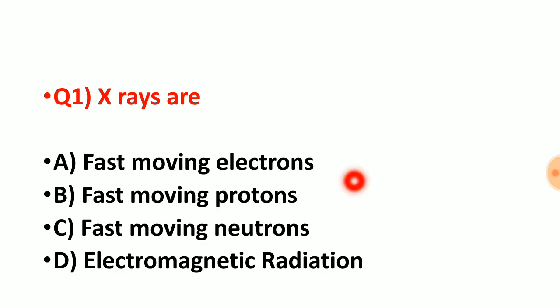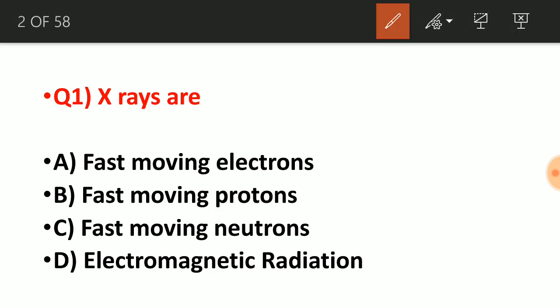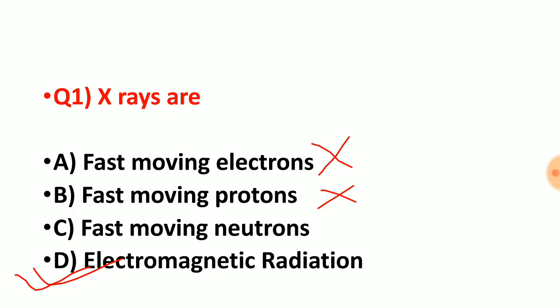X-rays. So X-rays are fast moving electrons, fast moving protons, fast moving neutrons, or electromagnetic radiation. As you know that X-rays are chargeless. Chargeless means they cannot be electrons, they cannot be protons, they can be neutrons. But if you only see the property of X-ray regarding charge. But they are especially electromagnetic radiation, electromagnetic wave. So the right answer for this question is option choice D, electromagnetic radiation.